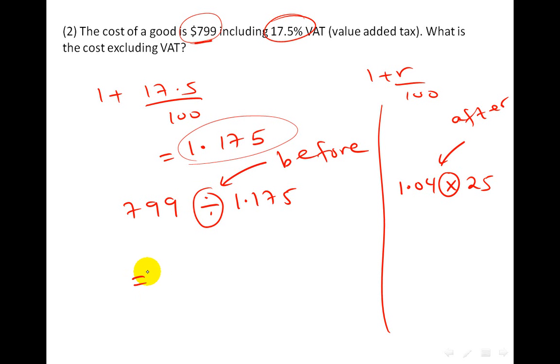So if you divide this, you'll find $680. So before taxation, before the VAT, it was $680, and after the VAT, it will be $799. Okay, another example.